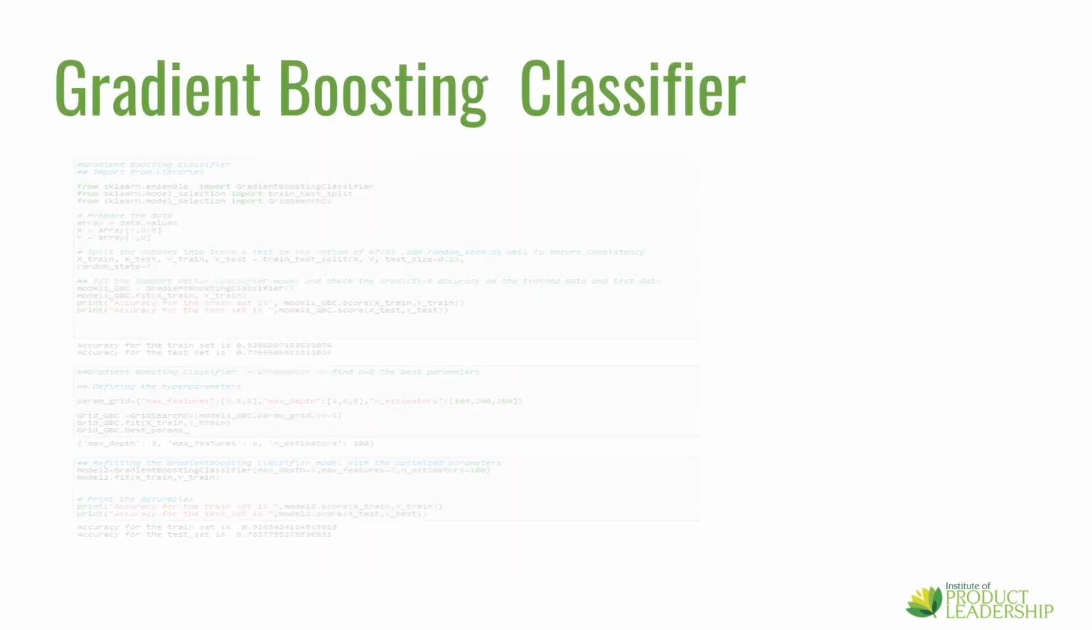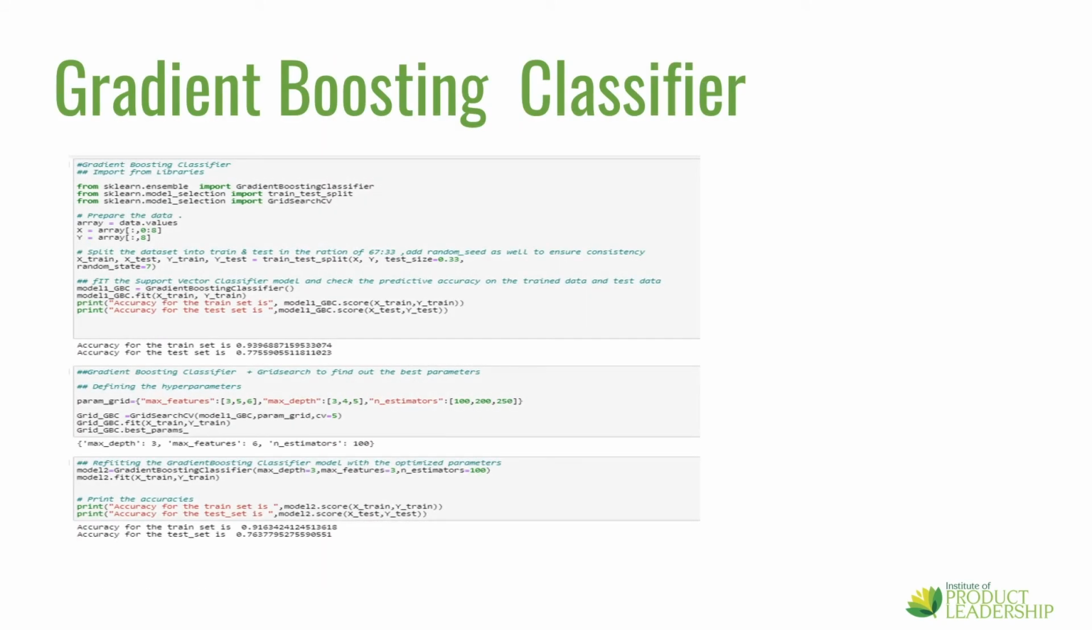And finally, for gradient boosting classifier, we'll follow a similar three-step process where in step 1, we import gradient boosting classifier, train test split and grid search from the sklearn library, split the dataset into train and test in the ratio of 67:33 respectively, and model the data to find out the respective accuracies of the train and test dataset. You see that the given accuracies are 0.939 and 0.775 respectively.